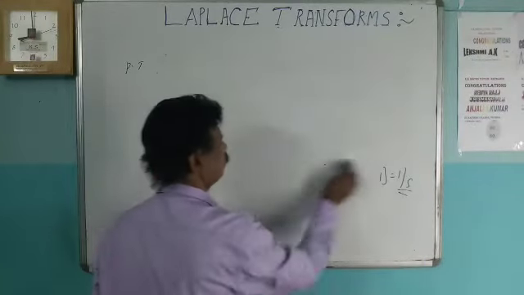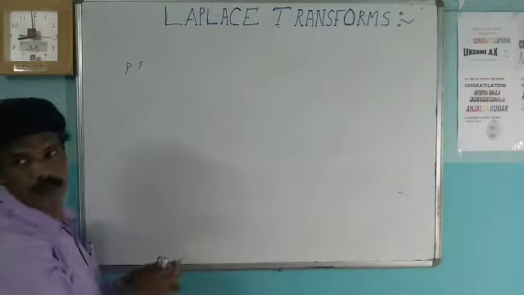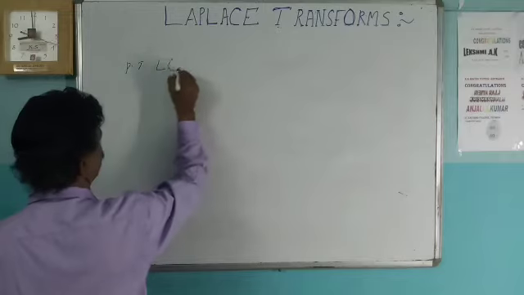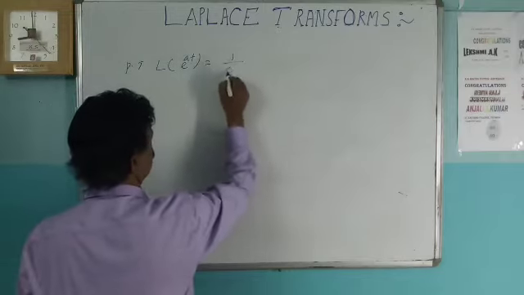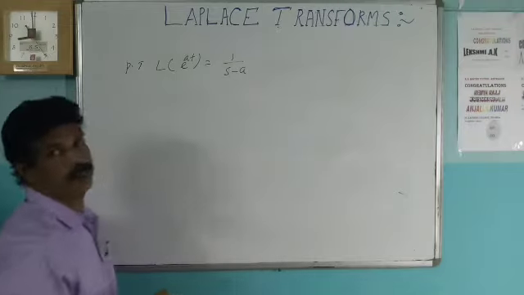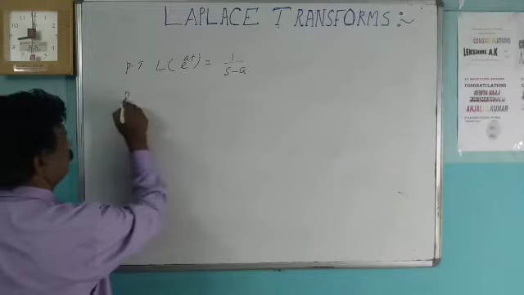Next, Laplace of e raised to at. Prove that Laplace of e raised to at equal to 1 by s minus a. That is the second formula. We have to prove that Laplace of e raised to at equal to 1 by s minus a.